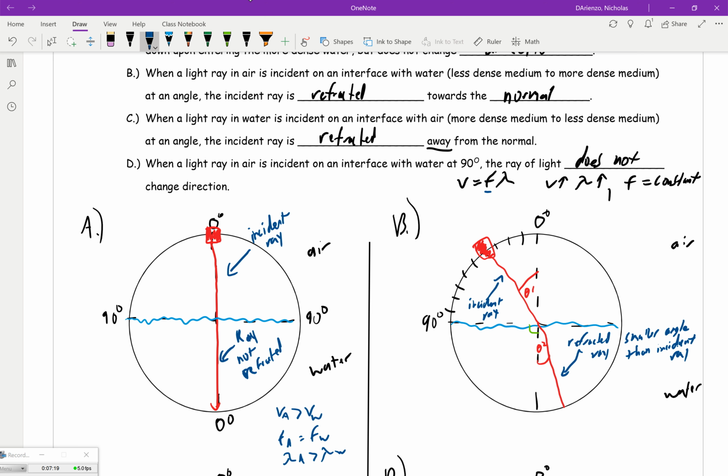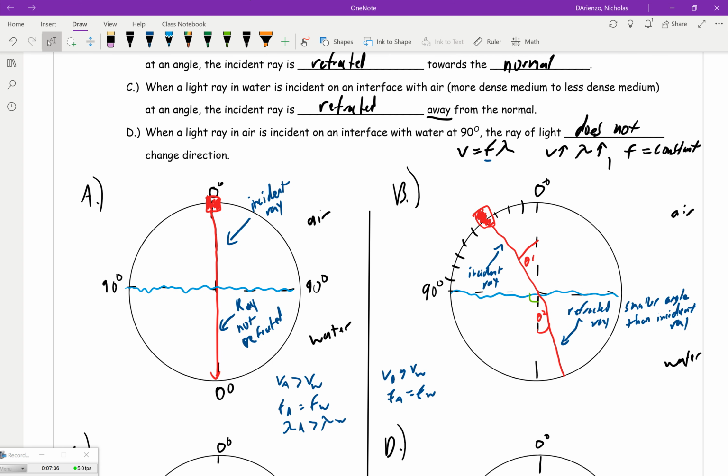And in this scenario, the velocity in A, or in air, is greater than the velocity in water. The frequency in air is equal to the frequency in water. And the wavelength in air is greater than the wavelength in water. So the key here with this scenario, when moving from a less dense medium to a more dense medium, our rays get refracted towards the normal, or the line that's perpendicular to the interface of our two medium.